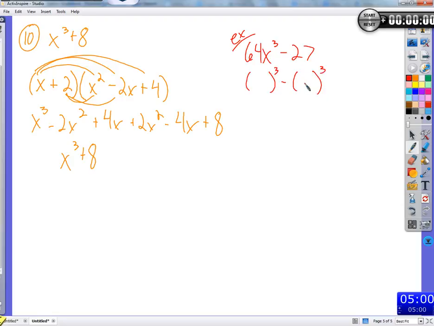What do we cube to get 27? And what do you cube to get 64x cubed? Definitely an x, right? 4. 4 times 4 times 4 is 64.